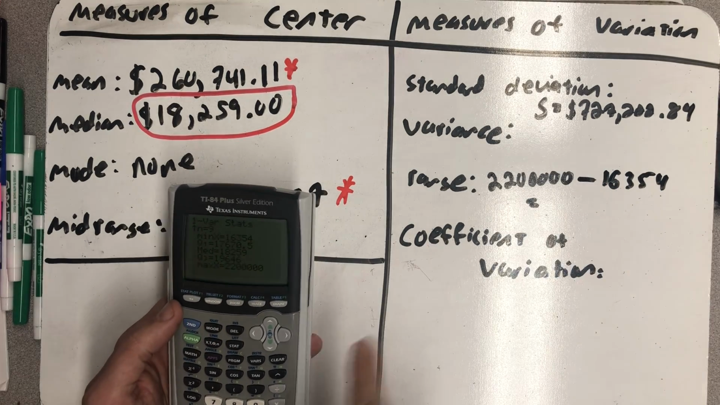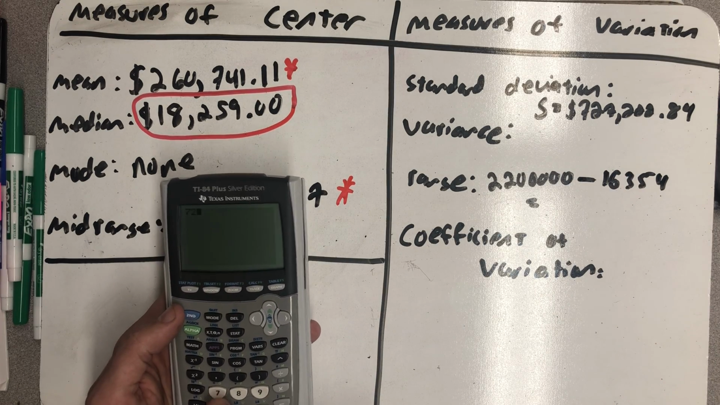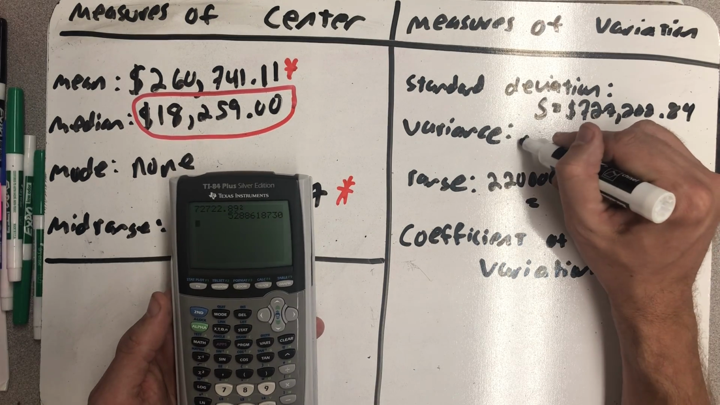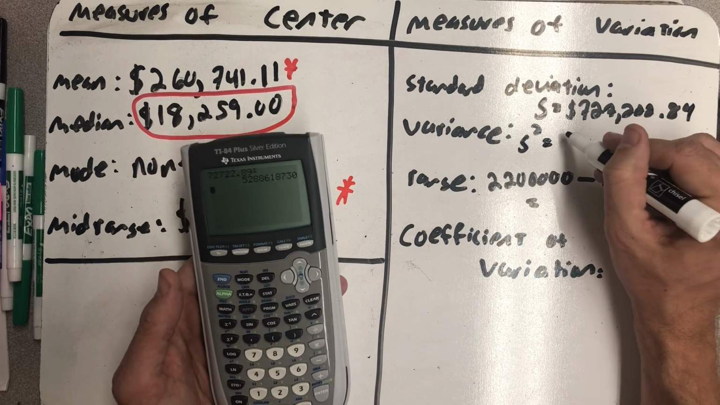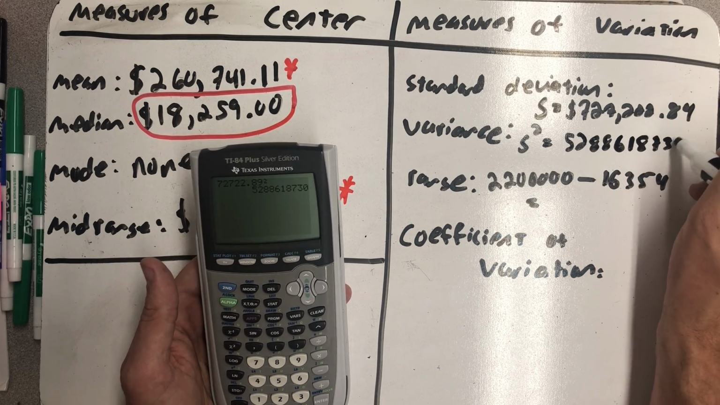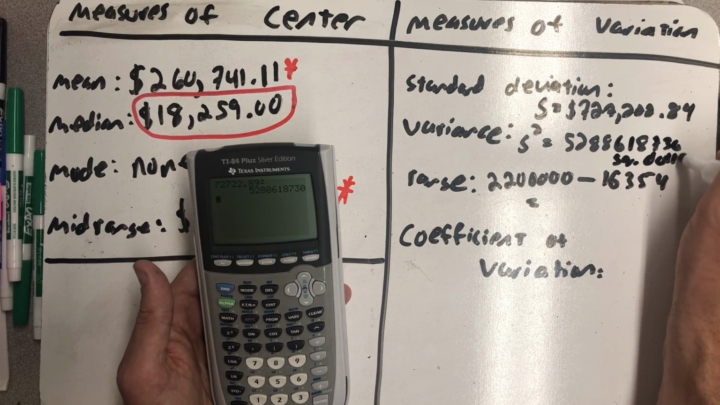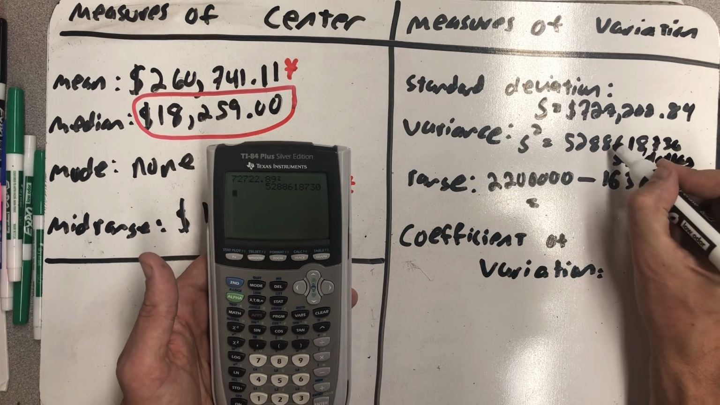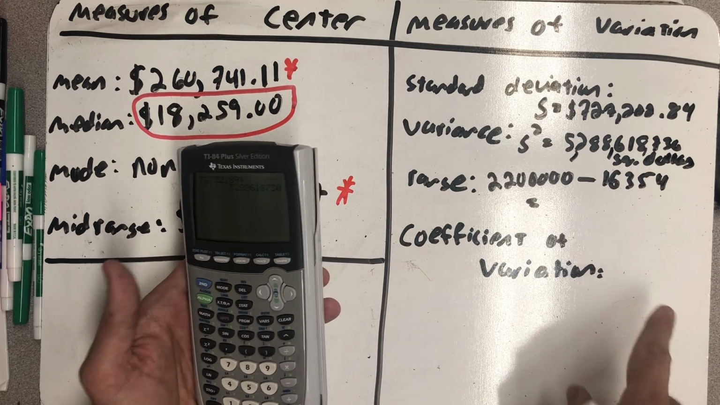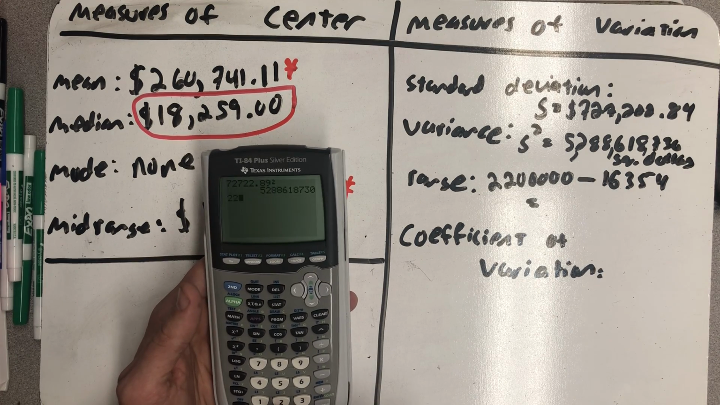All right, so I'm going to square the standard deviation. So the variance here, giant value, in square dollars. Okay, let's see what's going on there. That is 5.3 billion square dollars. That's the variance. All right, the range.